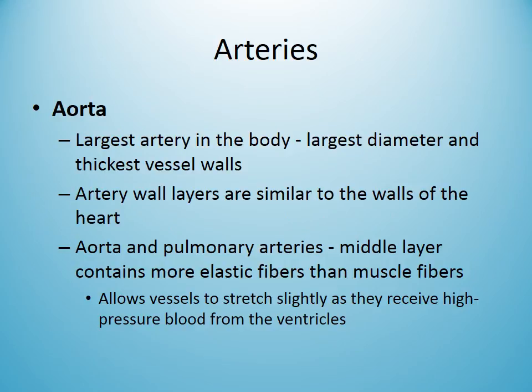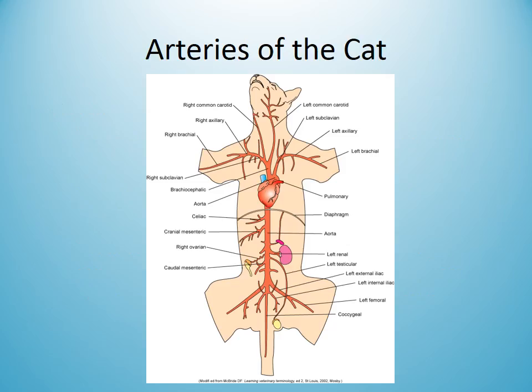The aorta is the largest artery in the body, with the largest diameter and thickest vessel wall. The artery wall layers are similar to that of the heart. In the aorta and the pulmonary arteries, the middle layers of these vessels contain more elastic fibers than muscle fibers. They allow the vessels to stretch slightly as they receive high pressure blood from the ventricles. This picture is showing you just the arteries running through a cat patient and where they all go, which is pretty much everywhere.